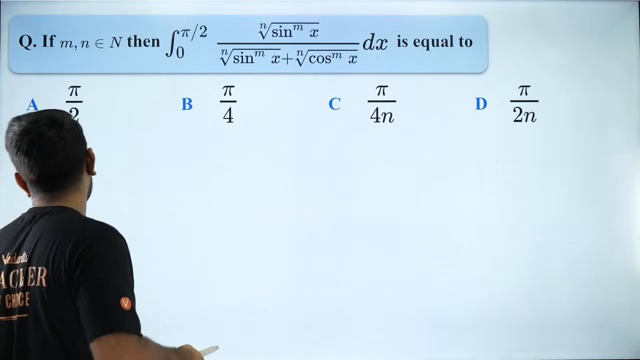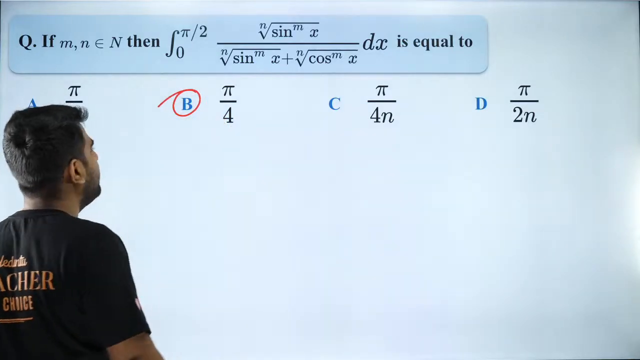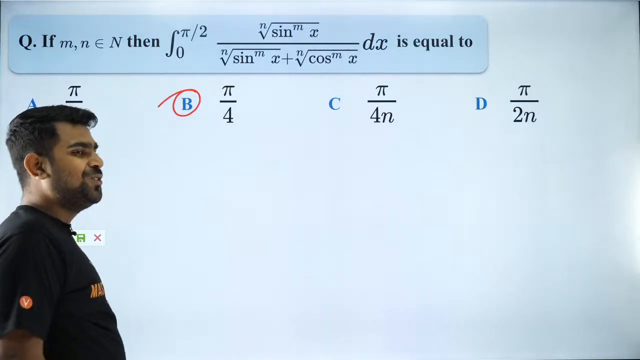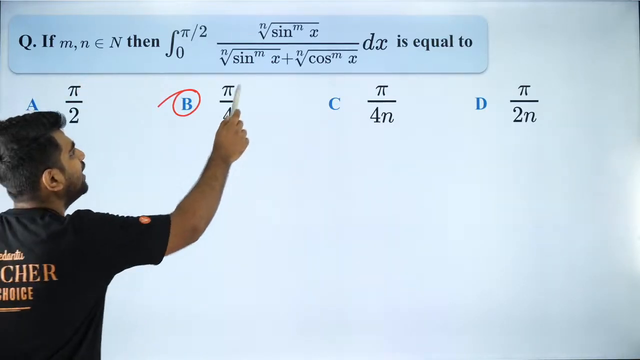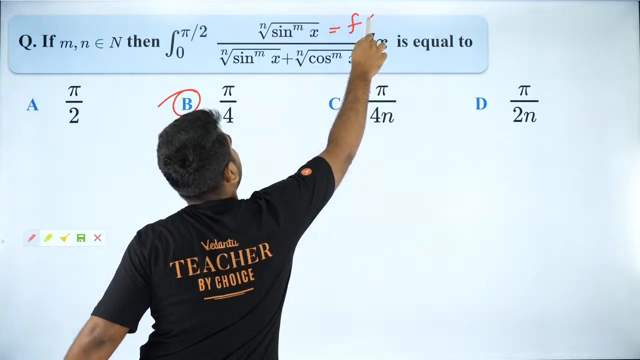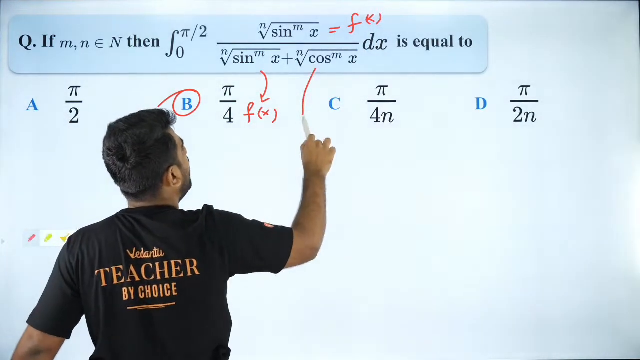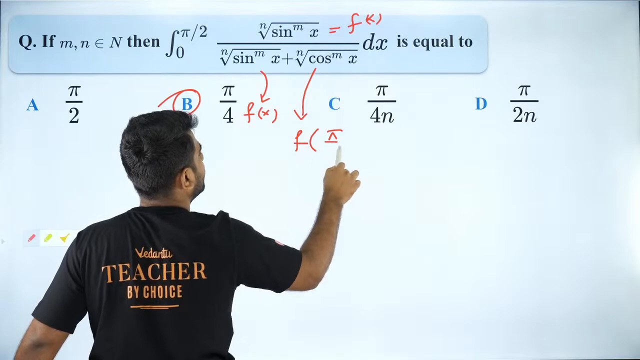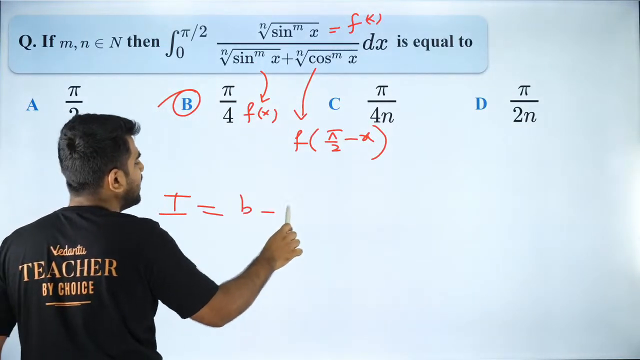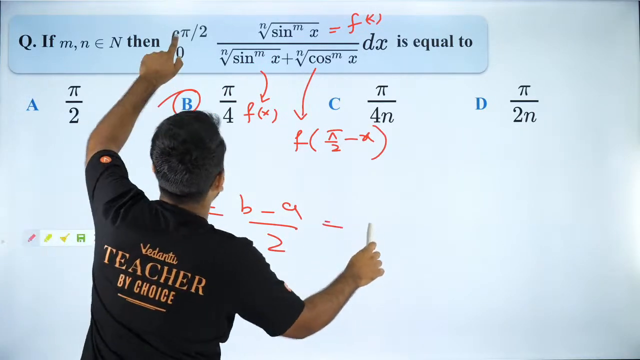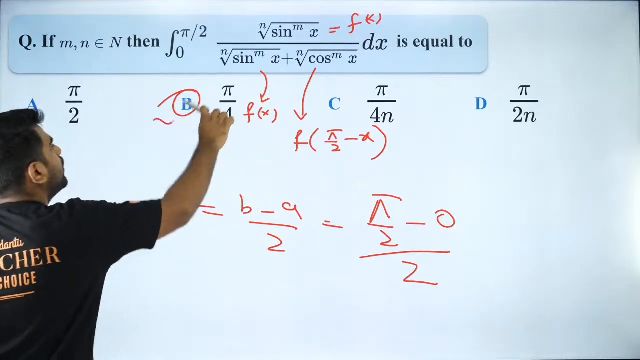And guys, what is the answer? It is again option B, pi by 4. It is again the same formula. Take this as f of x. Don't you think this is f of x? And this is f of pi by 2 minus x. So does it fit that formula? So what is I? I is b minus a by 2. What is b? B is pi by 2, minus a by 2, pi by 4.